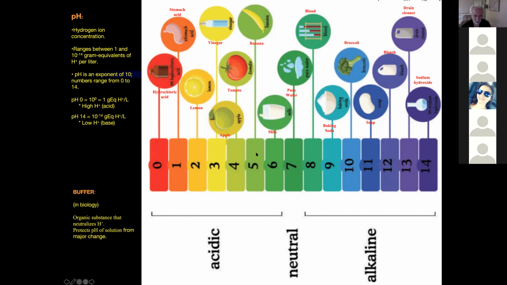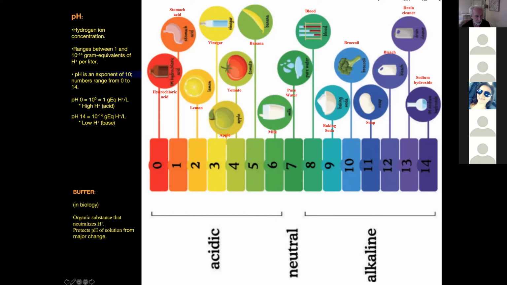And the pH number from 0 to 14 is an exponent of 10. Numbers range from 0 to 14. So if you take a substance that's pH 0, 10 to the 0 is 1. So that means that there is 1 gram of hydrogen ions per liter. So that is very high hydrogen ion concentration, and that is acid.